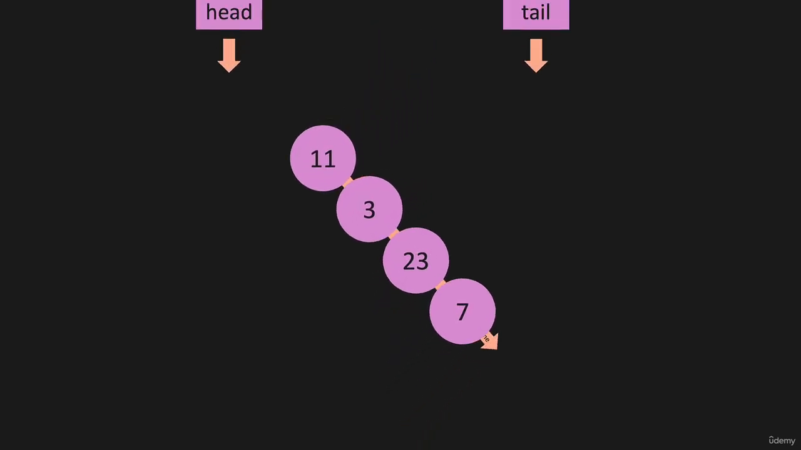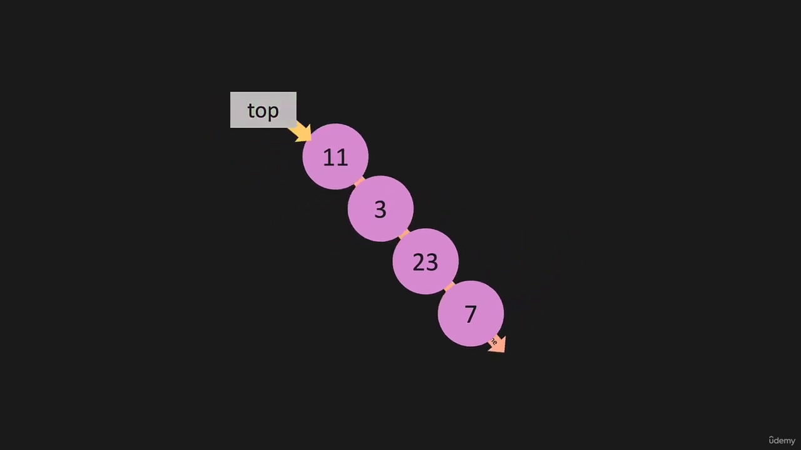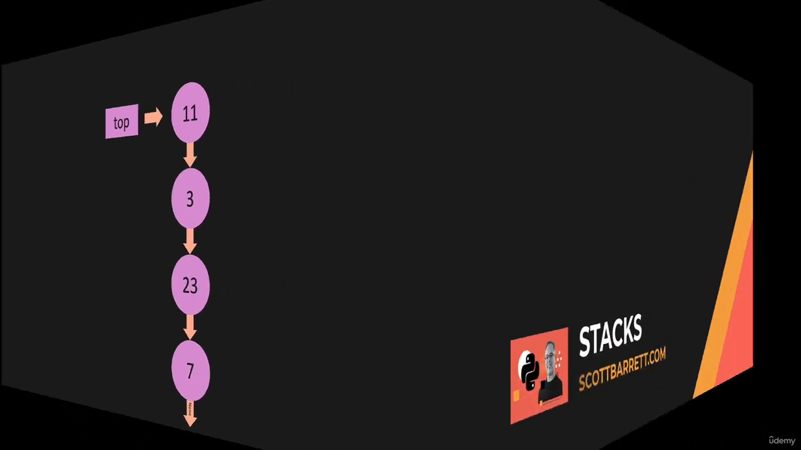Now with a linked list, we had head and tail. With a stack, we'll call this top and bottom. But with a stack, we're only adding and removing from the top. So we really don't need bottom. So our stack is going to look like this. All right, that is our overview of stacks.